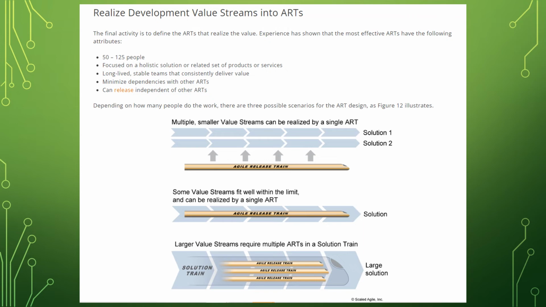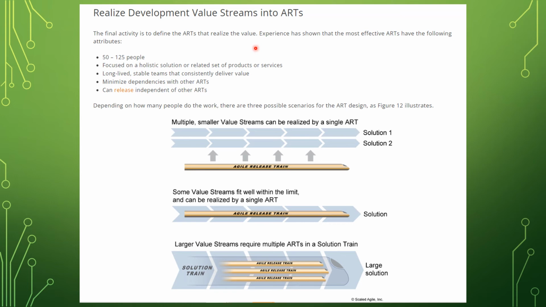The final step, once you identify all those five steps in the value stream, is that you realize the development value stream is to be realized by ARTs. Either we make it into multiple ARTs, or one single ART can manage multiple value streams. The final activity is to define the ARTs that realize the value. Experience has shown that the most effective ARTs have the following attributes. An ART can have 50 to 125 people focused on a holistic solution and related set of products and services. Long-lived stable teams consistently deliver value, minimize dependencies with other ARTs, and can release independently of other ARTs.